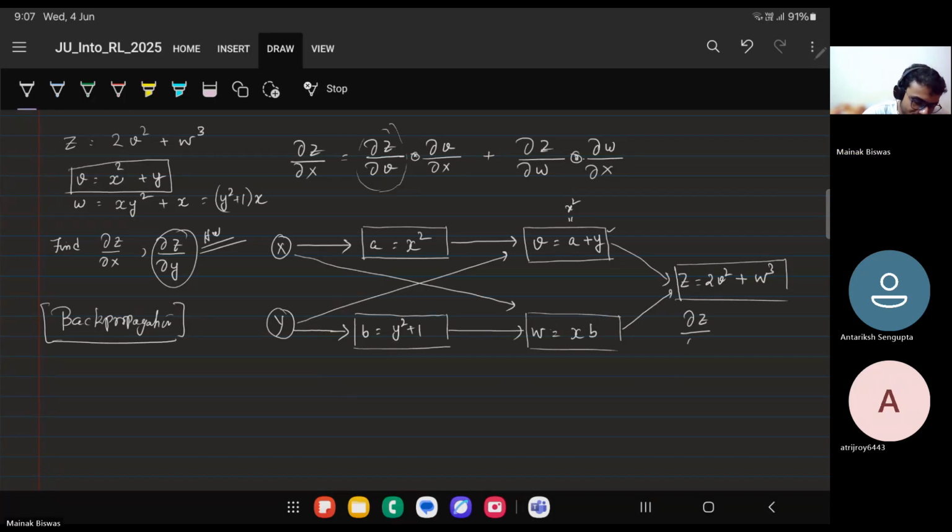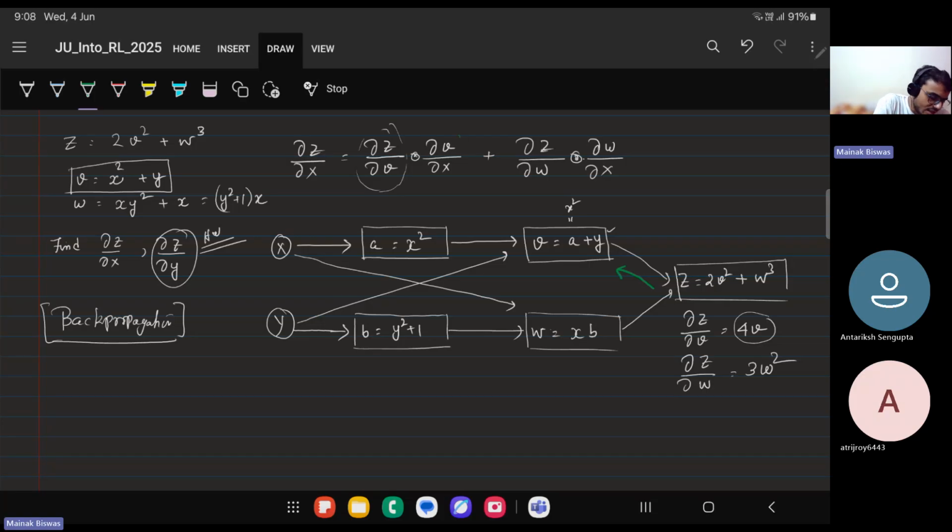Dow z, dow v is, what is it? 4v. Do you agree? Yes. Great. So now also another variable I have. Do you agree? Dow z, dow w is equal to 3w square. Fine. Yes. Great. So now this 4v, I will try to propagate it backwards.